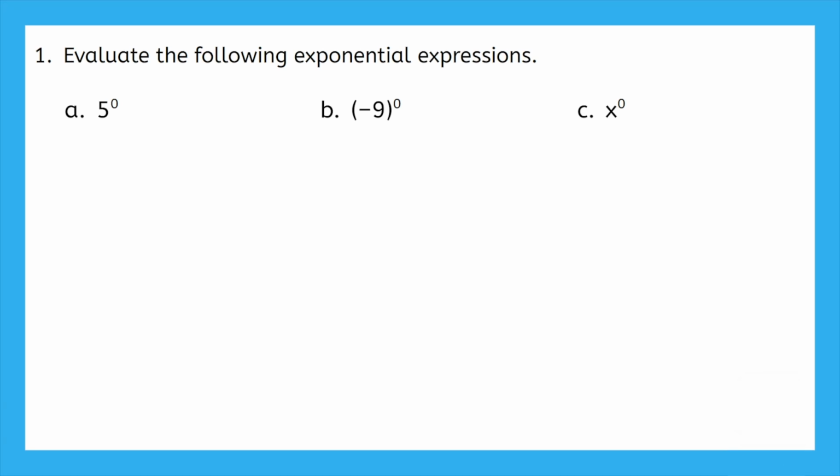Each expression has an exponent of 0, but a different type of base. Part A has a positive base, 5. Part B has a negative base, -9. Remember, when the negative is inside the parentheses, it's part of the base. And part C here has a variable base, x. These different bases don't change the answer, though. They're all equal to 1 because of the 0 exponent.